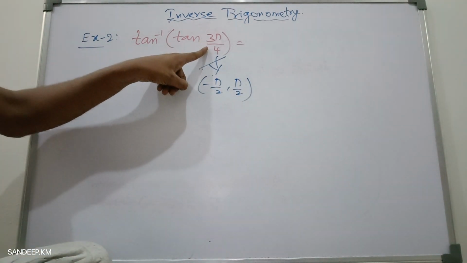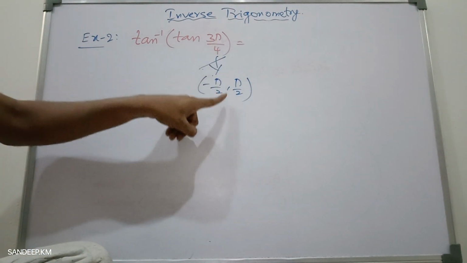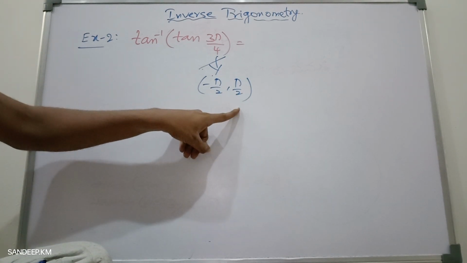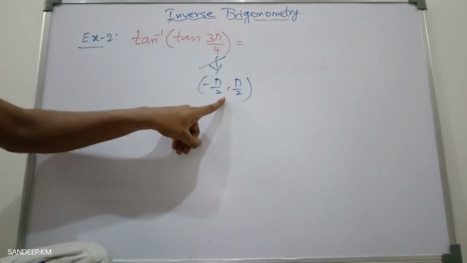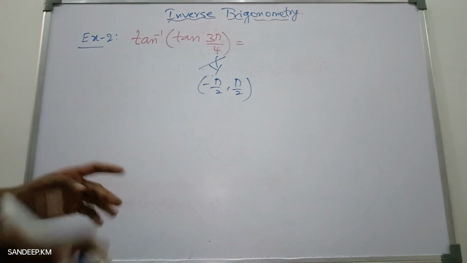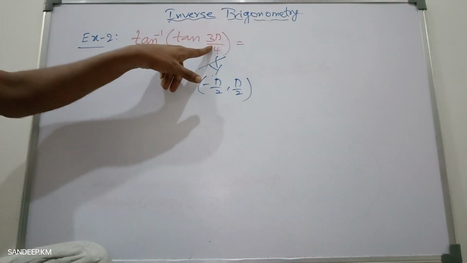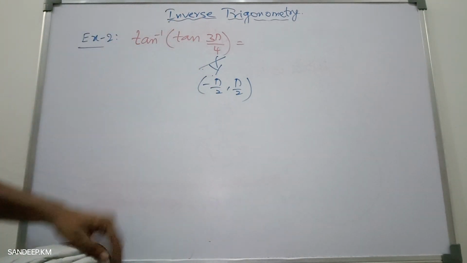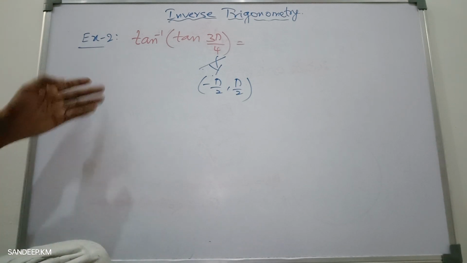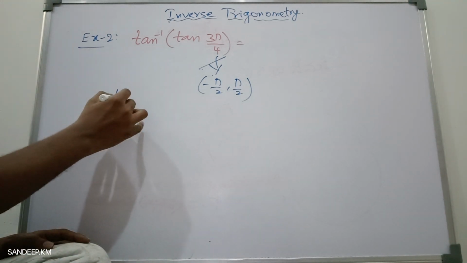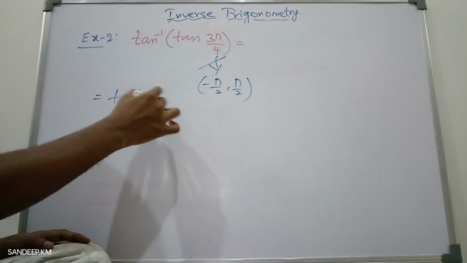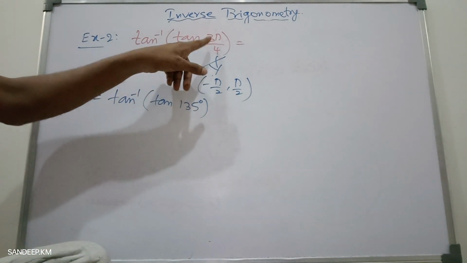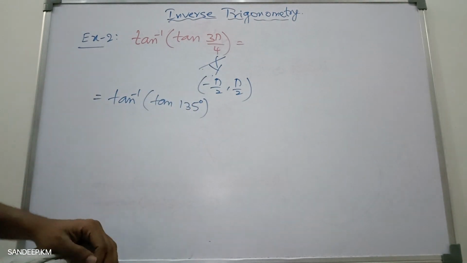So 3 pi by 4 means 135 degrees. It is not present in this interval between minus 90 and plus 90. So 135 is not present between these two angles. That means I should convert that angle into an angle between minus 90 and plus 90, and then I can write the answer. As we did in the first example, it is tan inverse of tan 135 degrees. Pi is 180, so 3 into 180 by 4 gives you 135 degrees.